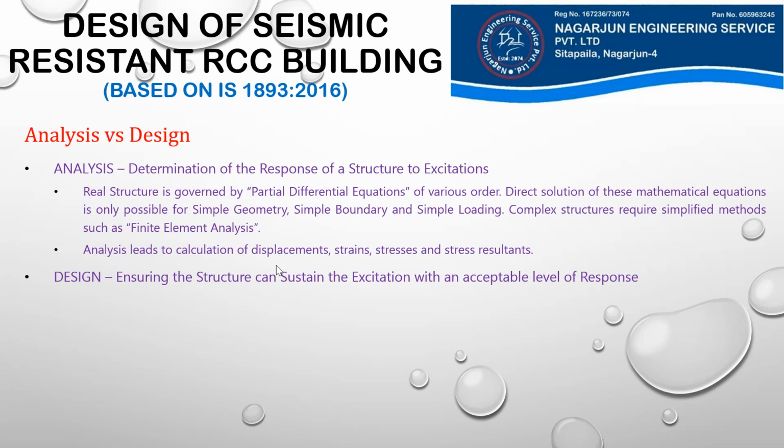In analysis, we calculate these various displacement, strains, and stresses, and in the design part, those are used. The results of the analysis phase are used as input in the design phase so that the structure can sustain the excitation with an acceptable level of response. We have to define that acceptable level of response. What response shall be acceptable, how much damage in a building is acceptable, or how much deflection of any beam or column is acceptable. After defining those acceptable levels of response, the building is designed to sustain that excitation with our defined acceptable level of response.